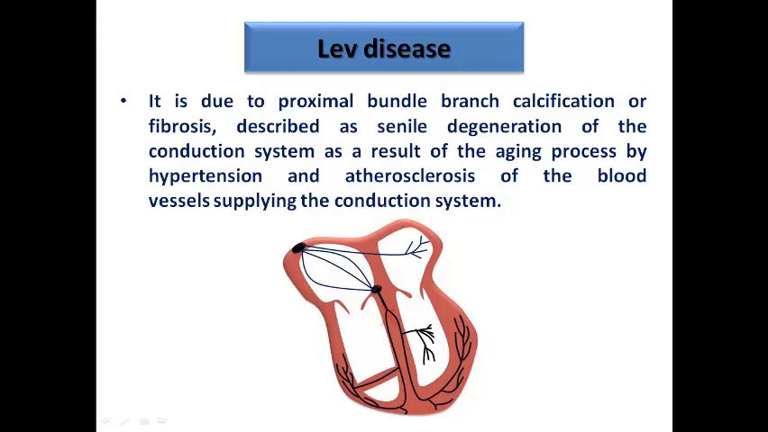Lev disease is caused by proximal calcification in the bundle branch or sometimes fibrosis, and so it is described as senile degeneration of the conductive system that appears in old age with hypertension, atherosclerosis. And so it can manifest at first time with bundle branch block, but it can manifest as well by second degree or third degree AV block, because there is a problem in the His bundle and sometimes in the bundle branches themselves. So this is Lev disease.